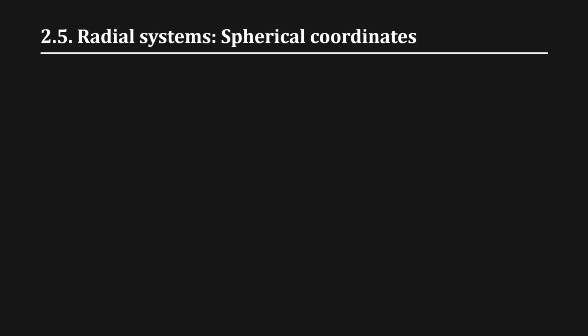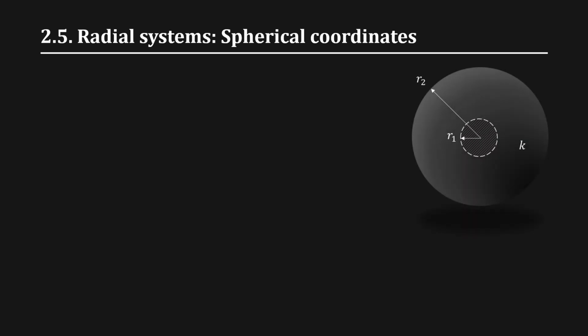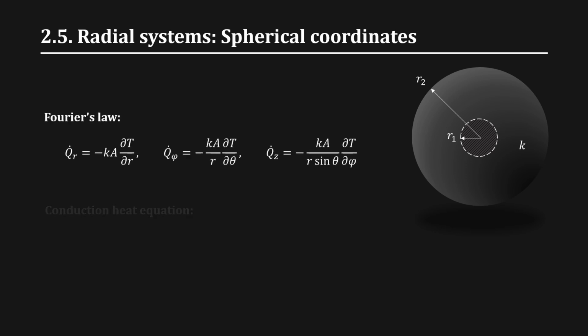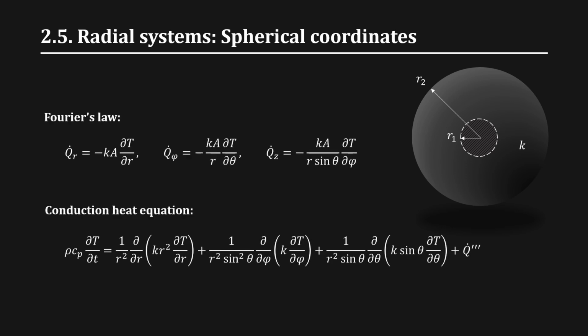Now, spherical coordinates are another system for locating points in three-dimensional space, where a point is represented by three coordinates, the radius r, the angle theta, and the angle phi. Here's Fourier's law and the conduction heat equation in spherical coordinates.